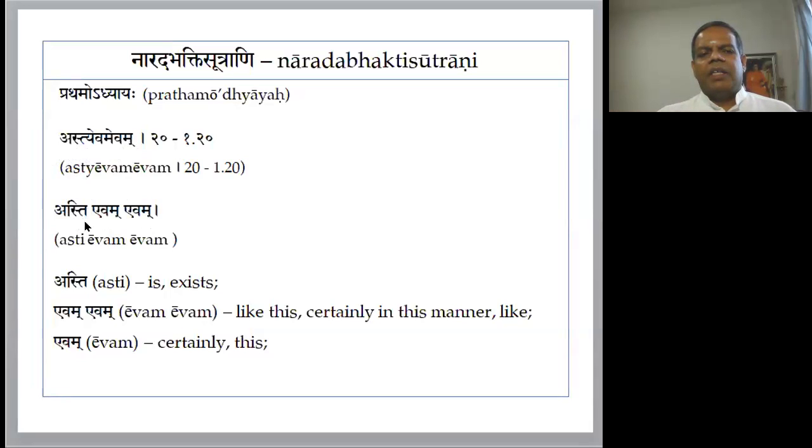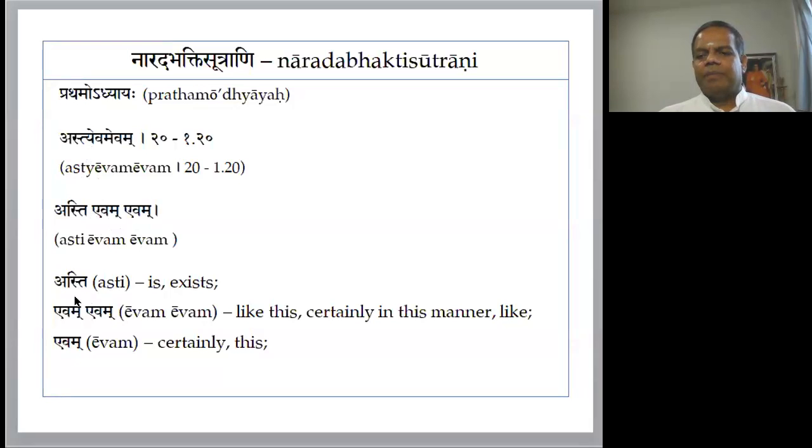Here the I, E plus A becomes ya. E and A always become ya. So the T and A becomes thya. That's how you get astya. The thya with A becomes eva, so astyevam. And evam plus evam, where M and E become M. So that's how you get astyevam evam from asti, evam, evam.